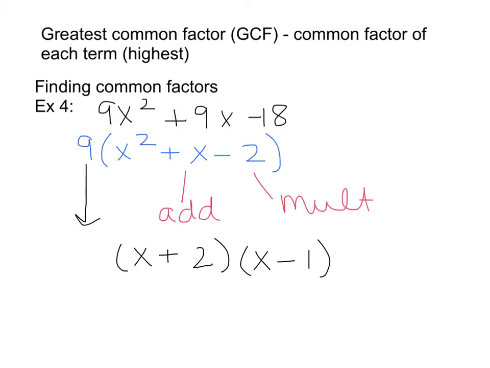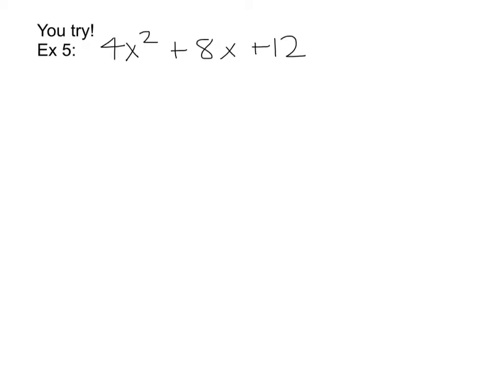And then your last step is to just bring down the 9 out in front, and that's how you factor it. In example 5, press pause and I want you to factor 4x squared plus 8x plus 12.